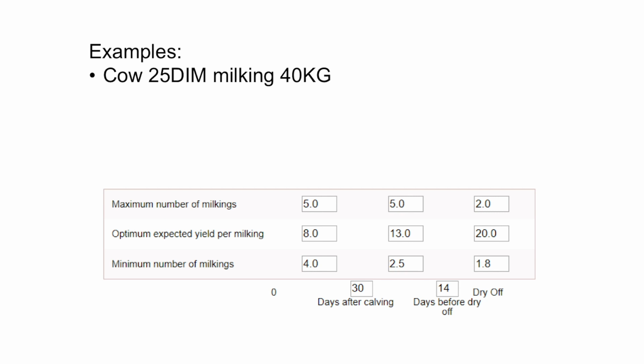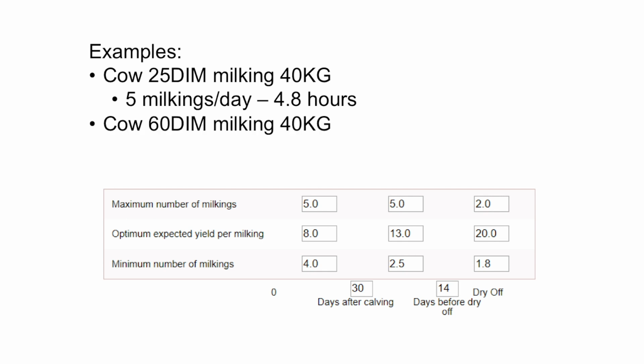So the first cow we're going to talk about is a cow that's 25 days in milk and she's milking 40 kilos. The way this is going to work is we're going to find where she is in the milk access table first. So she's 25 days in milk, so she's in that first section of the milk access table. She milks 40 kilos. So we would divide 40 by 8 kilos, which is the optimum yield per milking. And that gives us 5 milkings per day. Either way, if she was over 5 milkings, she would only get 5 because that's the absolute max, which means she has access to get milked every 4.8 hours.